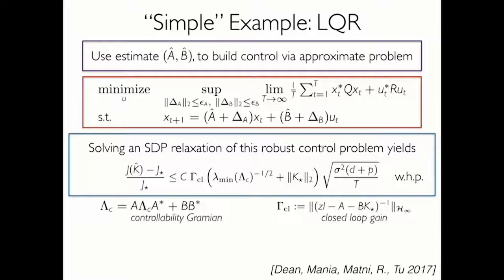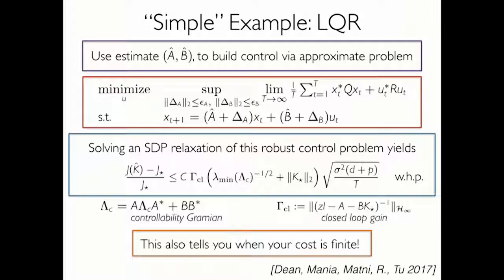And what's also cute is this tells you when your cost is finite. I mean, that's important. Meaning this tells you when you have a stable interconnection, which is what you want. So this tells you how, once you have collected enough samples, you can guarantee that you would actually have a stable interconnection using this method. If the SDP is feasible, you have a stable interconnection, assuming that you believe that your error of epsilon is true, the estimate of epsilon is true.